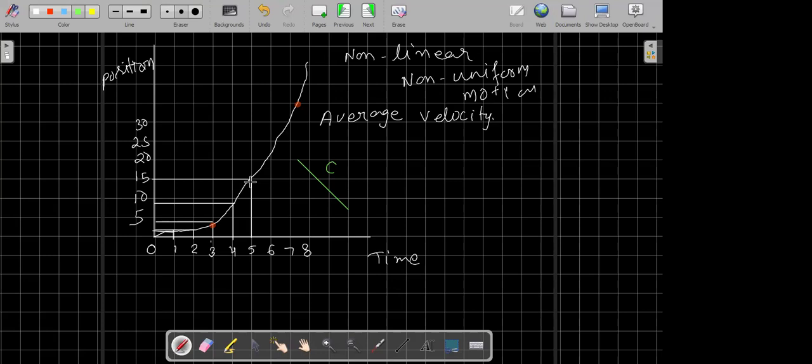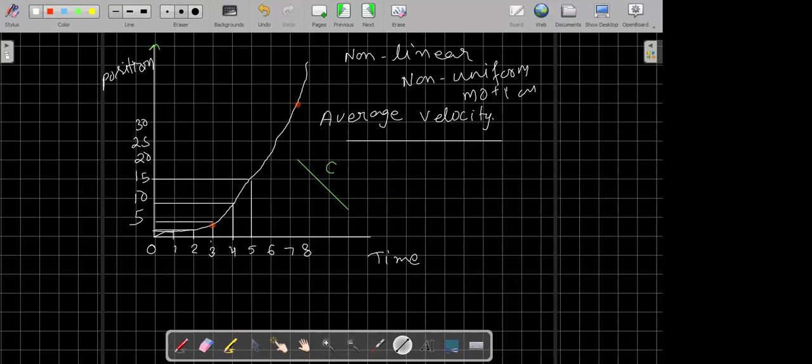Is it possible? Certainly. See, on the y-axis we have taken position. So can it happen that position decreases with time? Yes, it is possible that position can decrease with time.